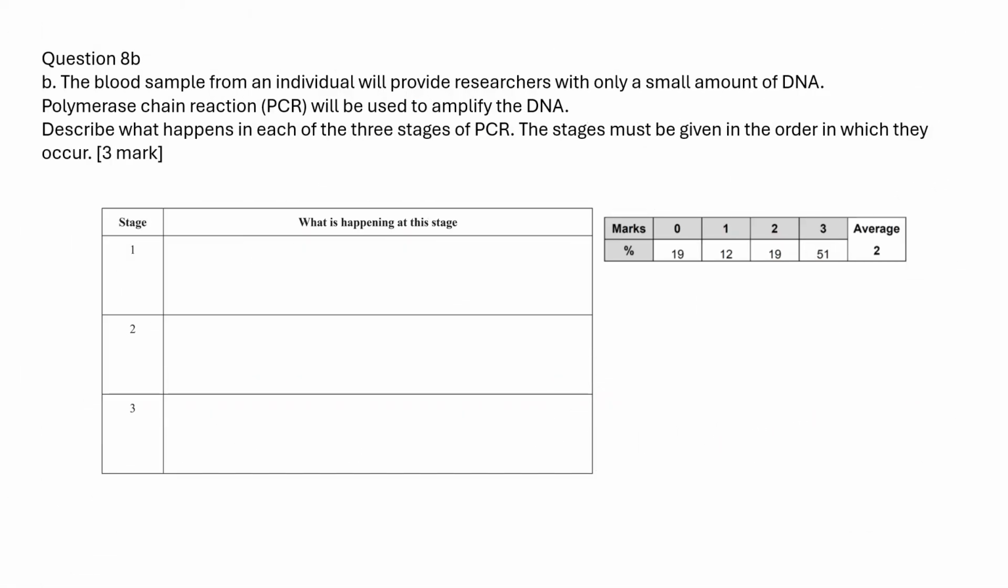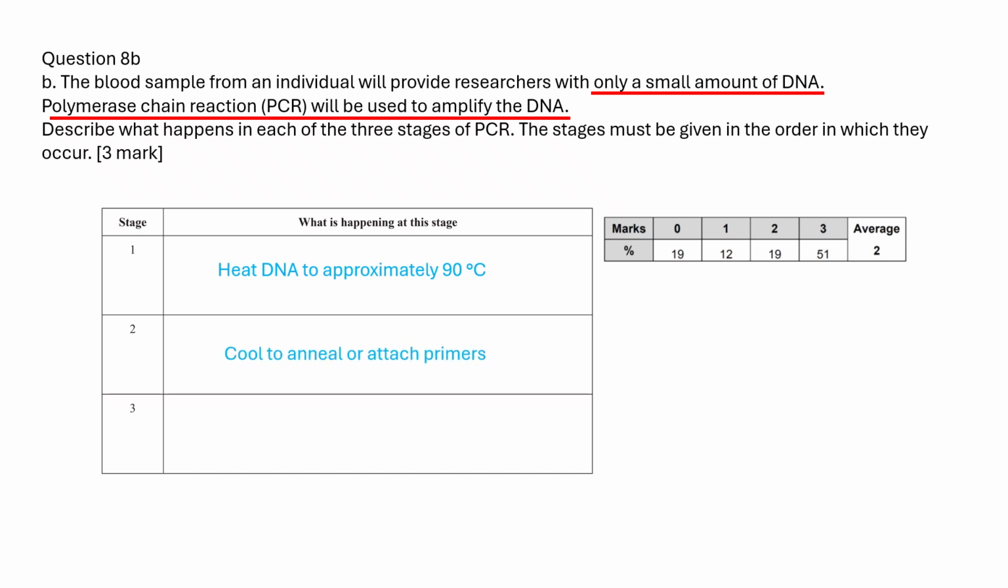Since an individual's blood sample yields only a small amount of DNA, the polymerase chain reaction, PCR, is employed for amplification. The PCR process involves 3 key steps: denaturation at approximately 90 degrees Celsius, annealing to allow primers to attach, and extension where Taq polymerase copies the DNA strands.